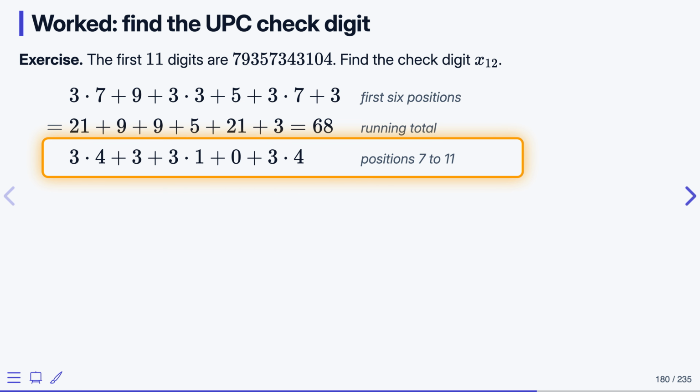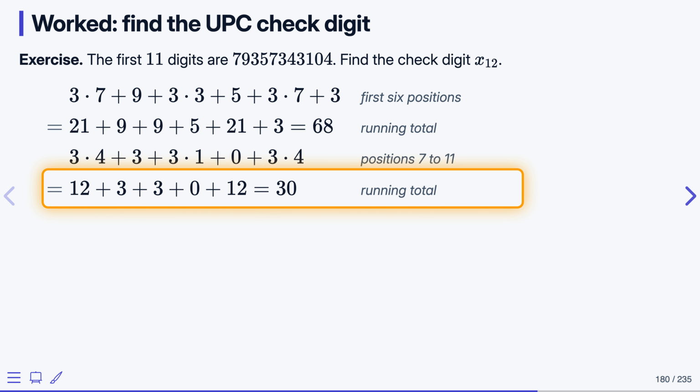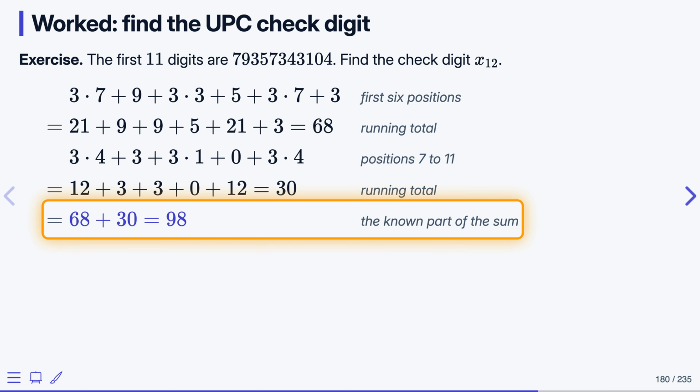Step 2. Now position 7 to 11. 3 times 4 plus 3 plus 3 times 1 plus 0 plus 3 times 4. Step 3, work them out. 12, 3, 3, 0, 12. That adds to 30. Step 4, add the 2 halves. 68 plus 30 is 98. That is the known part of the weighted sum.